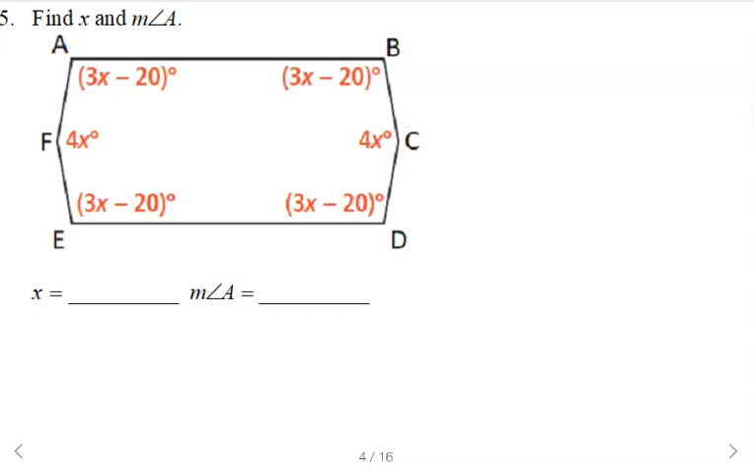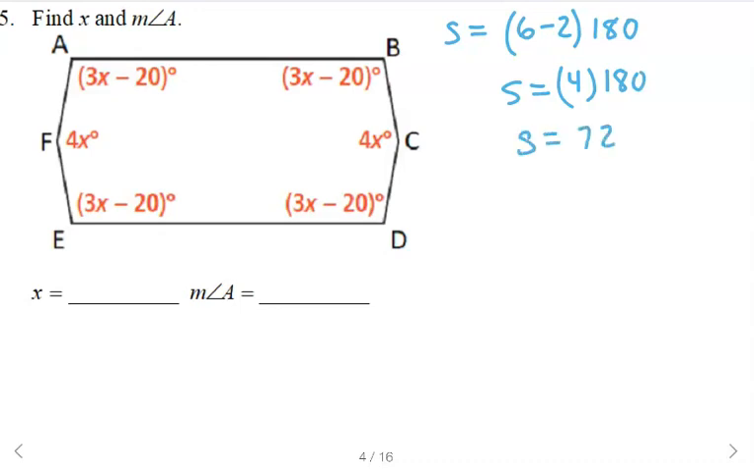Alright, here we've got 6 angles, which also means 6 sides for this convex polygon. So we can use the calculation S equals n minus 2, 6 minus 2 times 180. That gives us a way to find the sum of these angles. 6 minus 2 is 4, 4 times 180 is 720. So the sum of all these angles is 720.